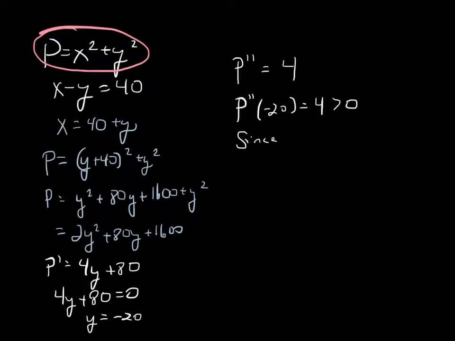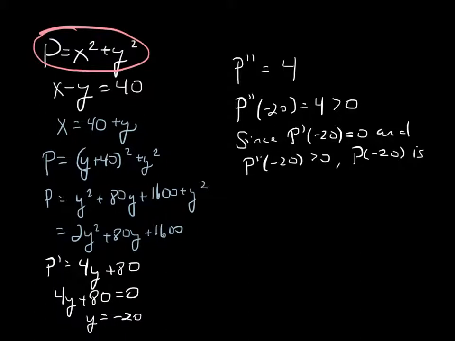So since the first derivative is 0 and the second derivative is positive, p of negative 20 is our minimum.